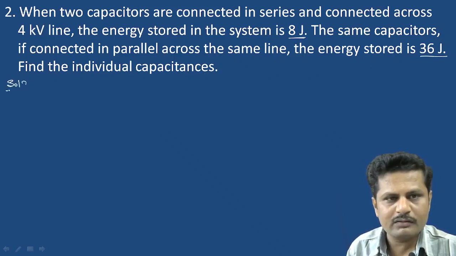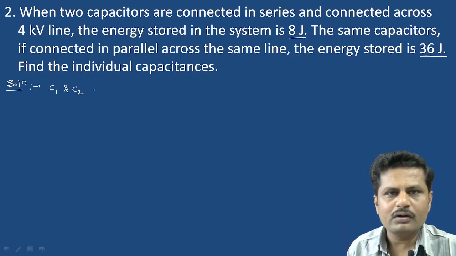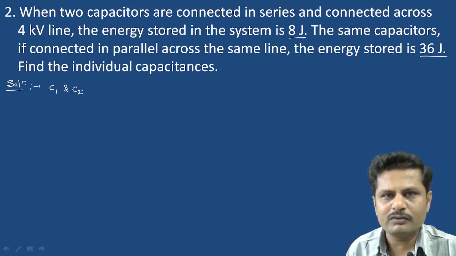Let me consider those two capacitors are C1 and C2. Here, when we connect these two capacitors in series across a 4 kV line, that is voltage V equals 4 kilovolt, the energy stored in the system when they are connected in series, that is US, can be written as 8 joule.